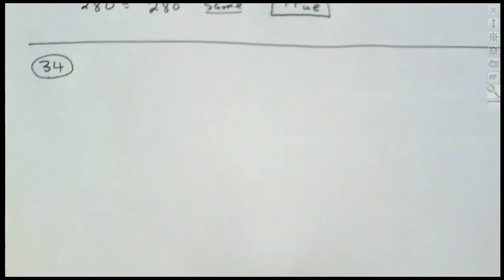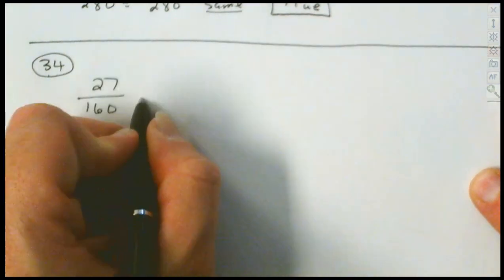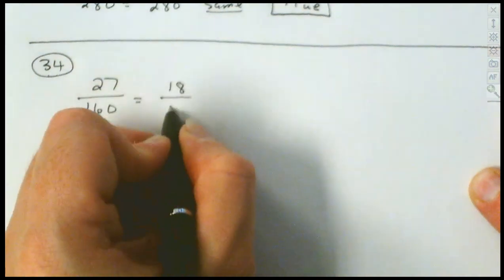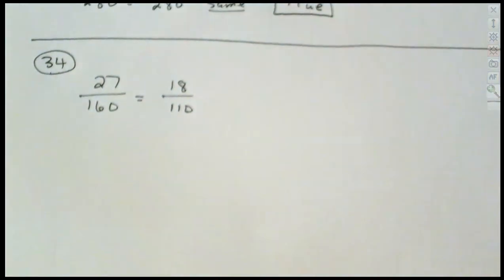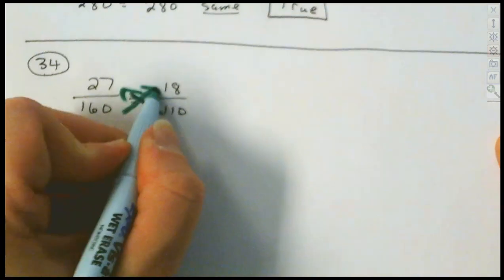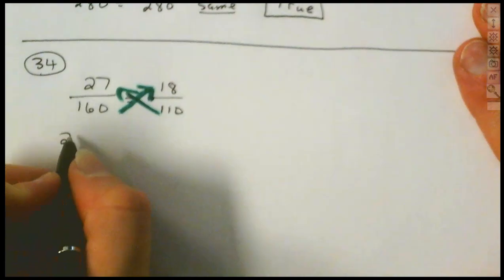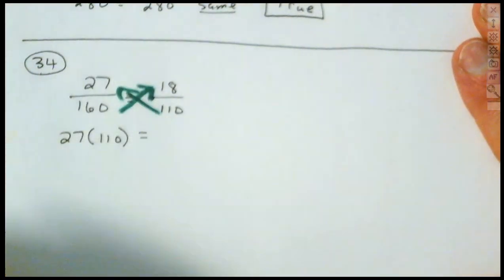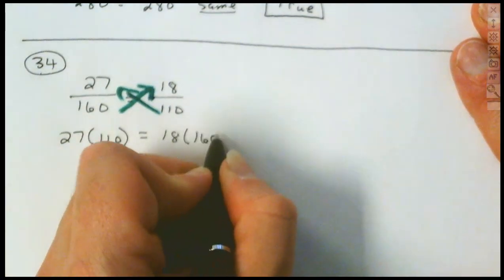On question 34, we've got a fraction equaling another fraction, and we need to see if these are equivalent to each other, if these fractions are the same. And the easiest way to check to see if they are equivalent, if they're the same, is just simply cross multiply. So go ahead and cross multiply here. And if I cross multiply, I get 27 times 110. It should be the same as 18 times 160.